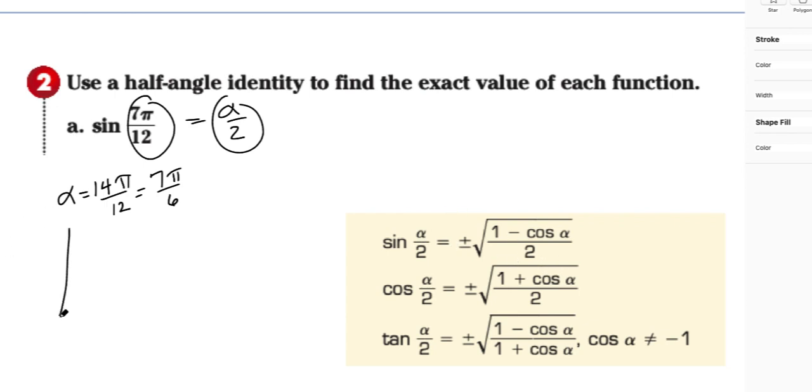Just for visual reference, pi over 6 is a 30-degree angle in the first quadrant. 7 pi over 6 is a 30-degree angle, let's say, in the third quadrant. All right. And so we're thinking third quadrant here as we deal with this. So if I'm finding the sine of that, I'm going to, first of all, recognize that being in the third quadrant means my answer is going to be negative, right? Because the sine is negative in the third quadrant.